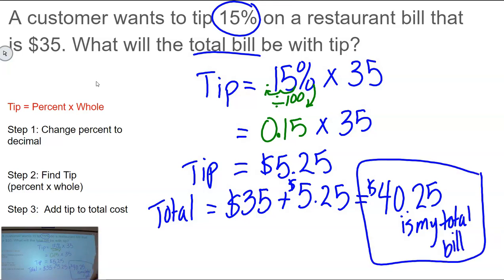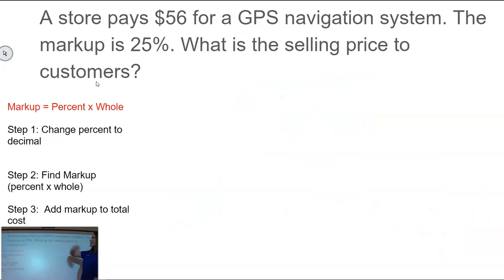Let's go on to the next one. A store pays $56 for a GPS navigation system. The markup is 25%. What is the selling price to the customers? Markup is this: if you have a business, you don't sell the product at the same price that you pay. You have to increase it a little bit because you want to make money as a business owner. They can buy the GPS for $56, but they want to make some profit on it, so they're going to mark it up 25%.